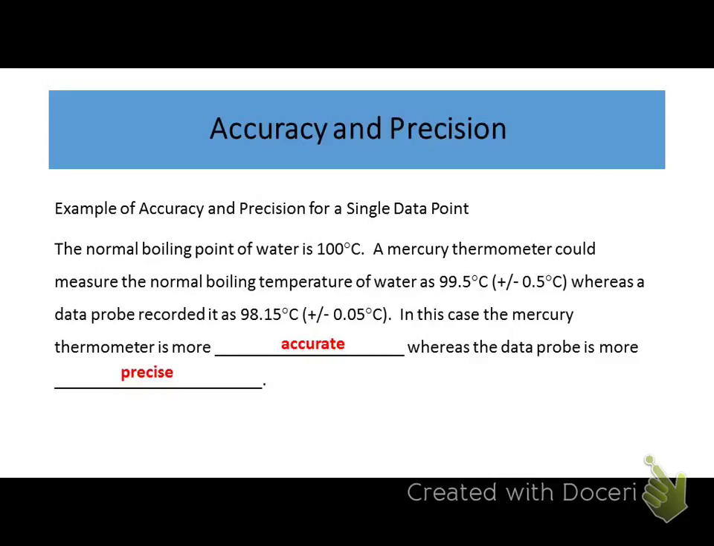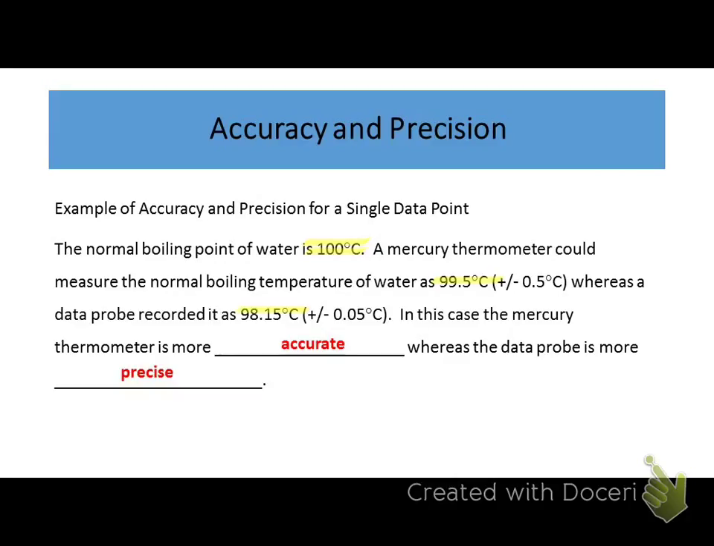So we know that the normal boiling point of water at sea level is 100 degrees C. Right? If you use a mercury thermometer, you could measure that normal boiling point of water to 99.5 degrees C. So I'm going to actually highlight that. So this is the true value, or the literature value, of the boiling point of water, 100 degrees C. A mercury thermometer can measure it to 99.5 degrees C. Now, if you use a special data probe, the data probe can measure to 98.15.